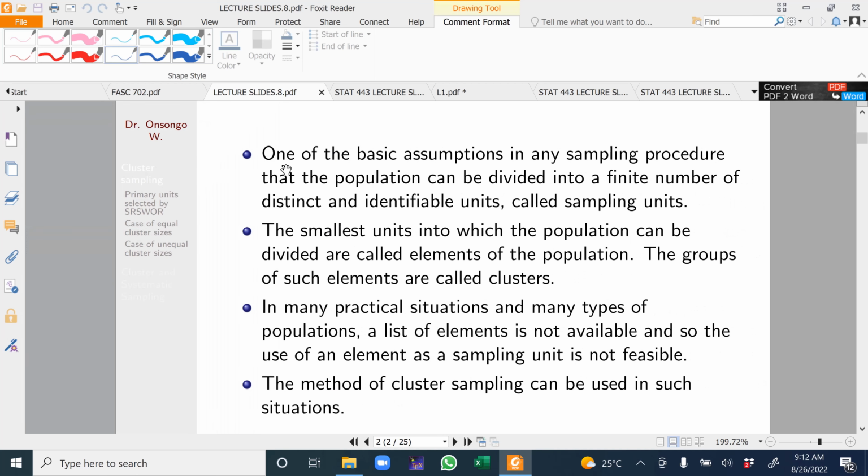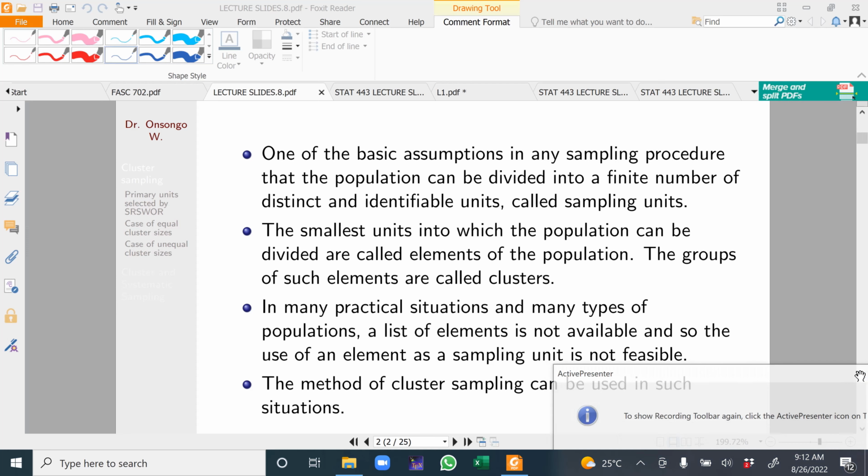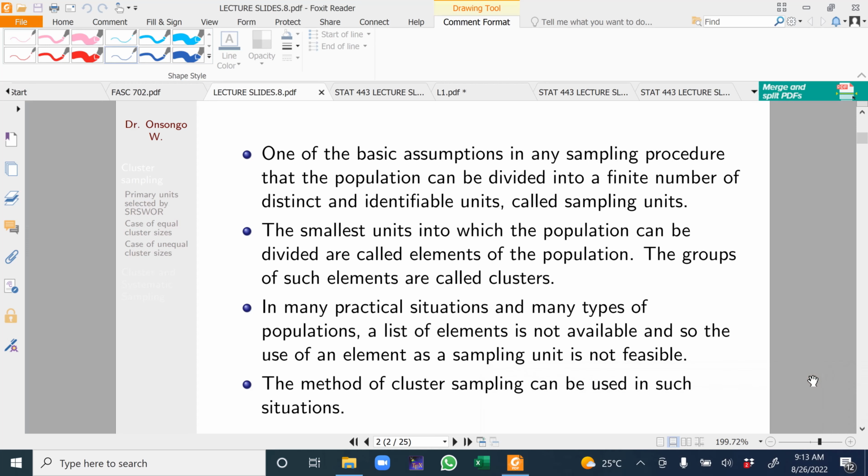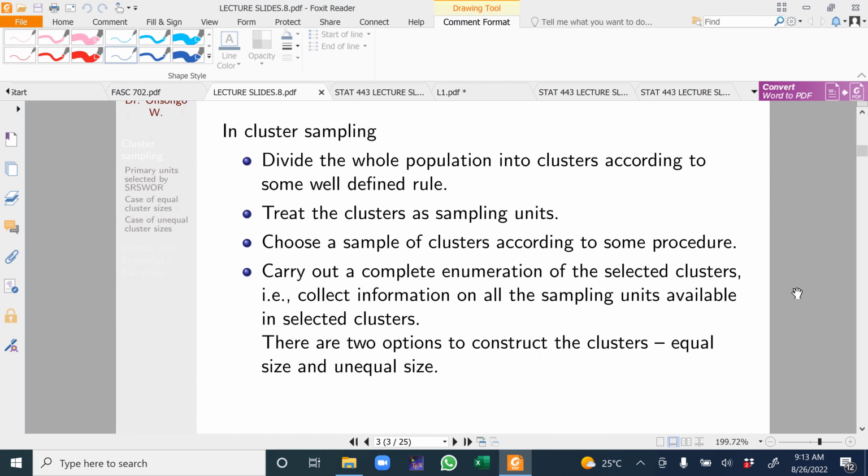So in here I describe circumstances under which cluster sampling can be used. So in this case, these are the scenarios under which cluster sampling can be used, and here I have a procedure.